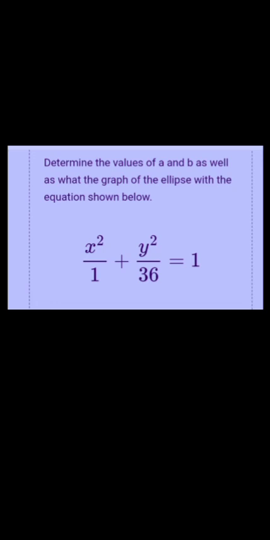Lastly, determine the values of a and b as well as the graph of the ellipse with the equation shown below. We have x squared all over 1 plus y squared all over 36 equal to 1. Still, 1 is a perfect square and 36 as well. So that must be x squared all over 1 squared plus y squared all over 6 squared is equal to 1. In our x-axis, we have 1 unit from 0, or our origin, and 6 units in our y-axis from the origin. So that would be all for the ellipse at center 0, 0.